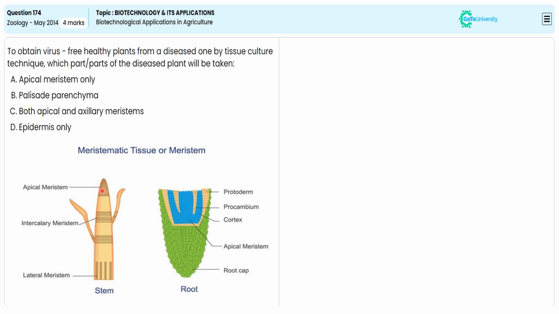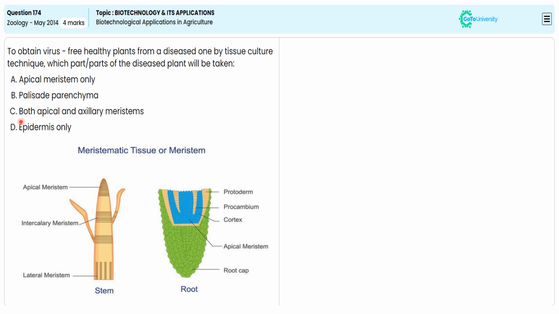With this specification, we are illustrating the meristematic location in the root as well. In the root, basically, we are observing the apical meristem beside the root cap. With this specification, we are choosing option C as the correct answer.